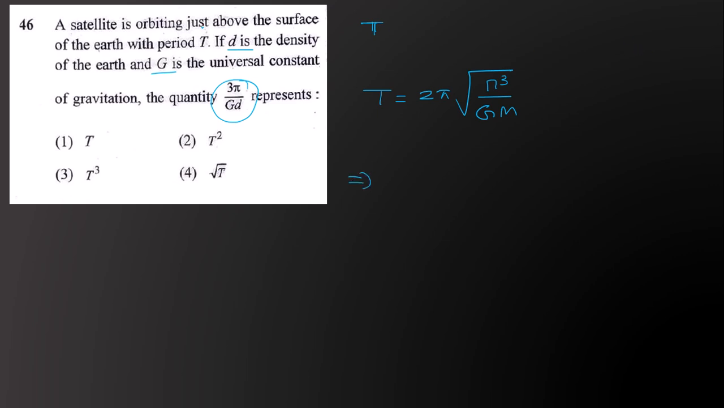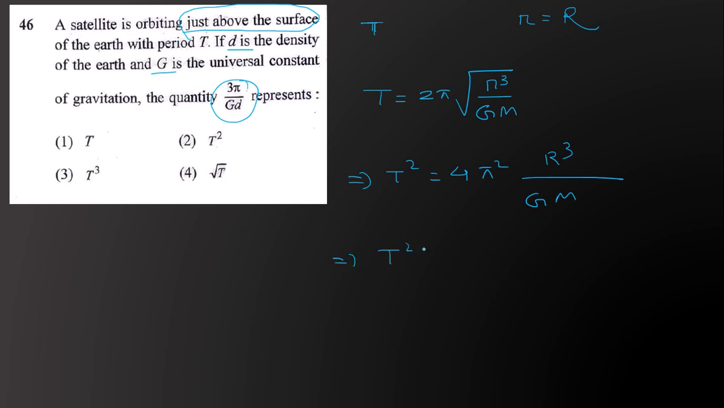But since it is mentioned that the satellite is revolving just above the surface, it means that the radius of the orbit of the satellite is approximately equal to the radius of the Earth. Let me square both sides. 4 pi square. Write down here r cube by GM.